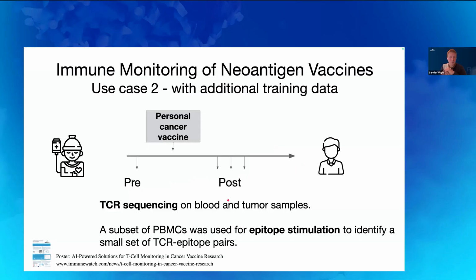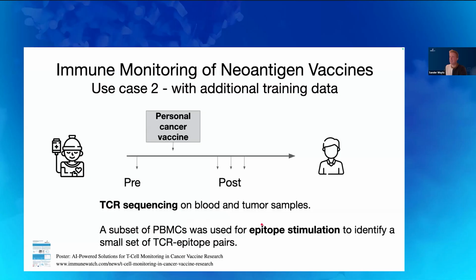Like iRepertoire, they also took samples pre and post vaccination. So they had one sample pre-vaccination and a couple of samples after the personalized cancer vaccine was given to this patient. T-cell sequencing was done on both blood samples and tumor samples, and a subset of PBMCs were used for epitope stimulation. So they really went into the wet lab and stimulated these PBMCs with their epitopes of interest, then submitted these samples to T-cell sequencing and gave this data to ImmuneWatch.